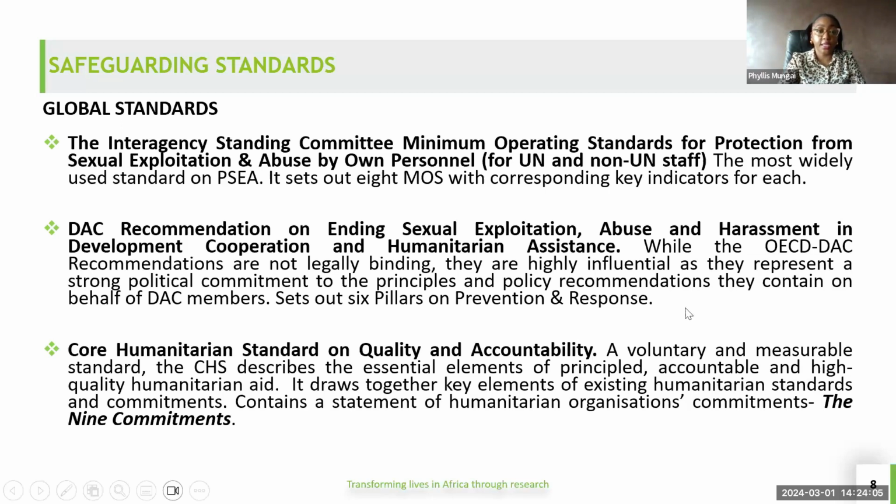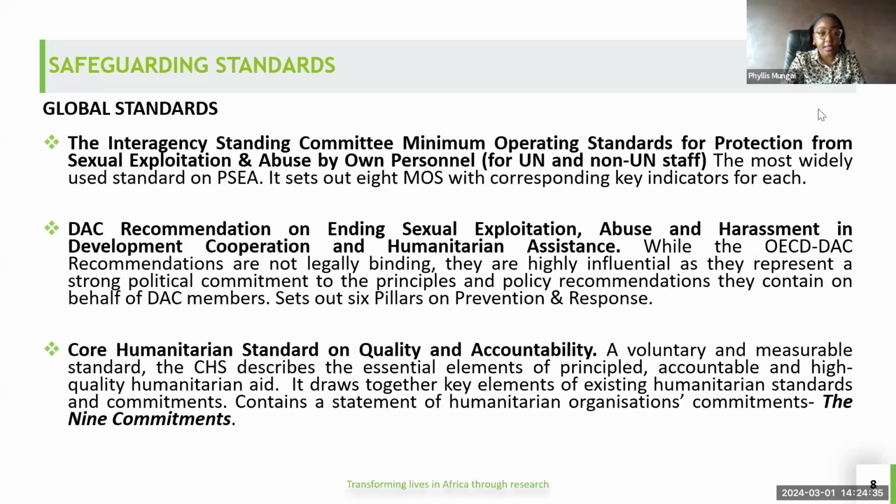So the first one is the Interagency Standing Committee Minimum Operating Standards for Protection from Sexual Exploitation and Abuse by Own Personnel. So this is for UN and non-UN staff, and it's the most used standard on the protection from sexual exploitation and abuse. It sets out 8 minimum operating standards with corresponding key indicators for each.